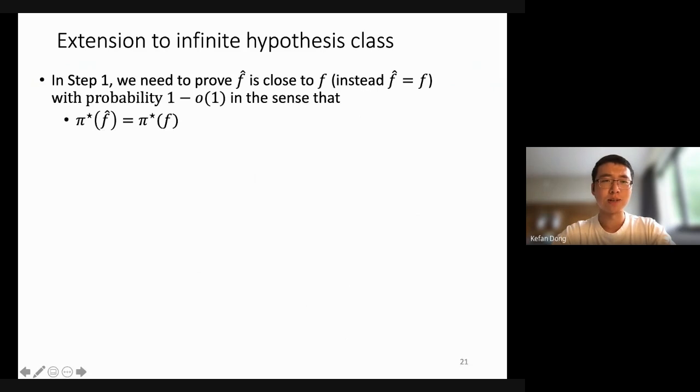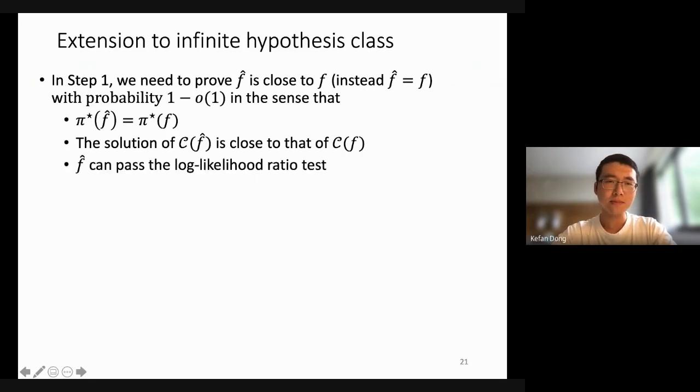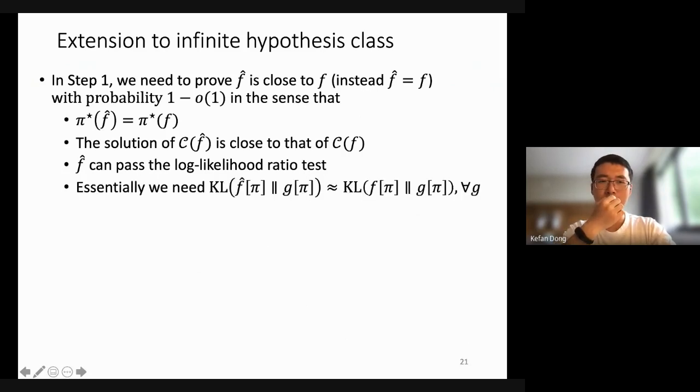The first one is that our initial guess has the same optimal policy as the true instance. The second one is that the solution of the complexity measure on the initial guess is close to the solution on the true instance f. And the third one is that our initial guess can pass the log likelihood ratio test. So essentially, this is just saying we need the KL between f hat and g to be close to the KL between the true instance f and g for every other instance g.